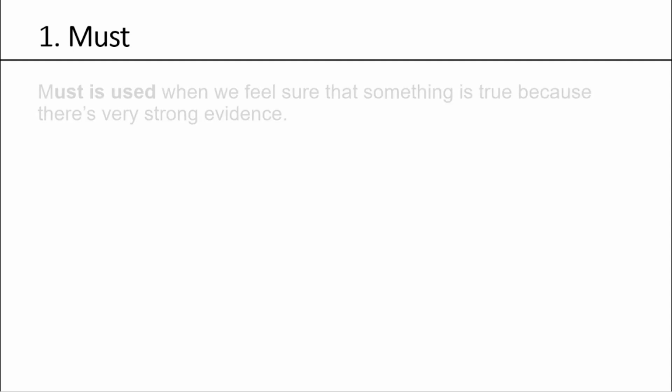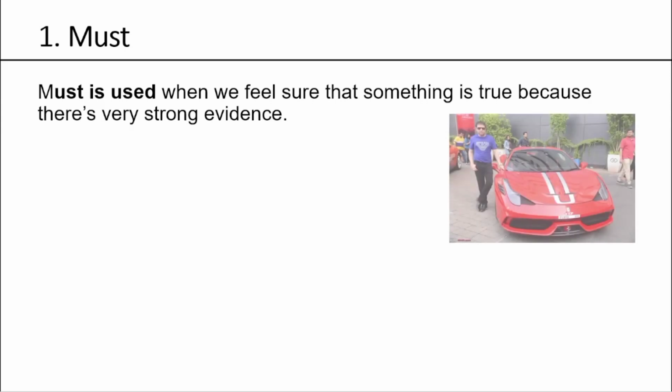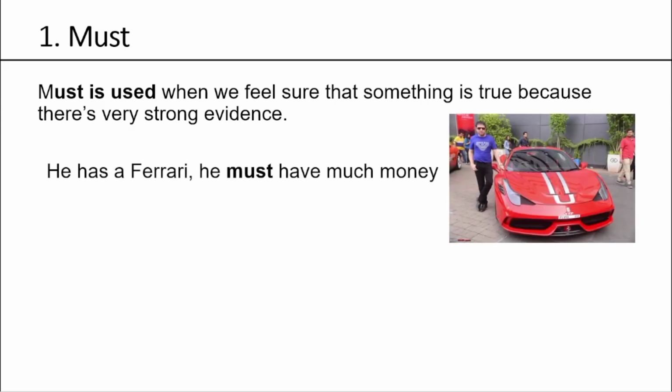The first modal is must. Must is used when we feel sure that something is true because there is very strong evidence. If we want to use must in our sentence, we are sure that something is true. For example, he has a Ferrari. He must have much money. Okay, we are sure this man has much money because he has a Ferrari. A Ferrari is so expensive.